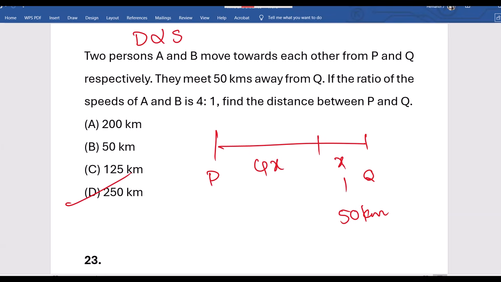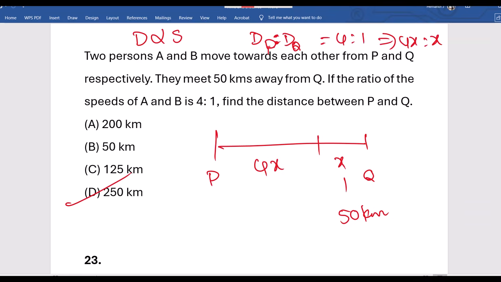What they said, they met 50 kilometers from that. So your speed is more, distance covered is more. A covered 4 parts, Q covered 1 part only. They met 50 kilometers away from Q, which means that x is 50. Distance is 4 is to 1. Distance traveled by P and Q is 4x and x.